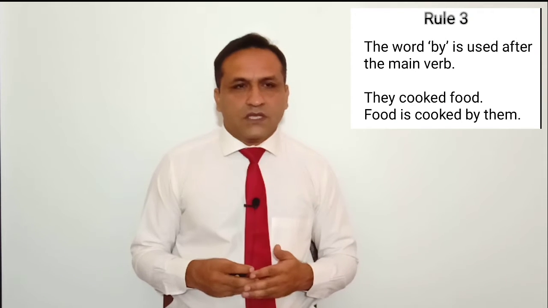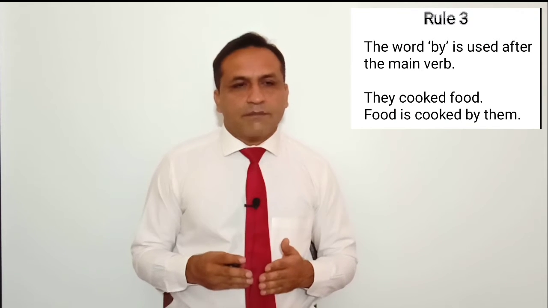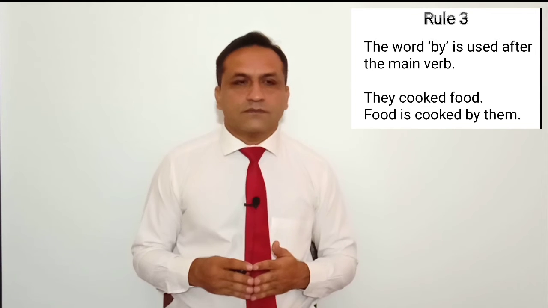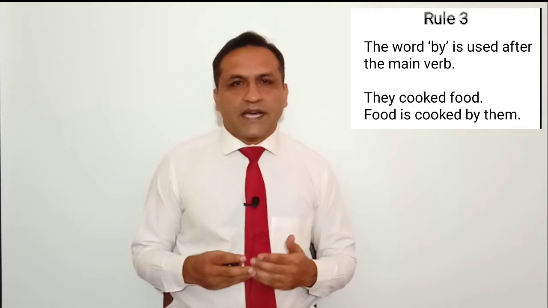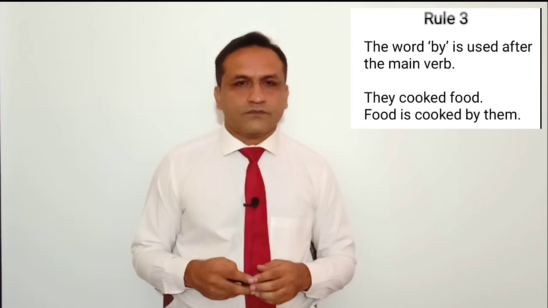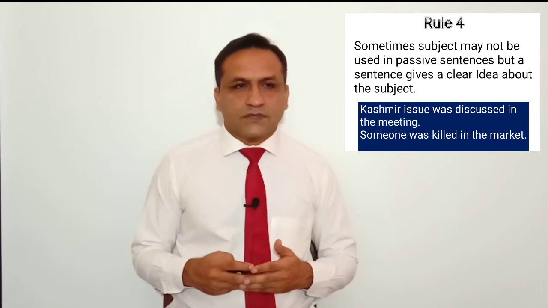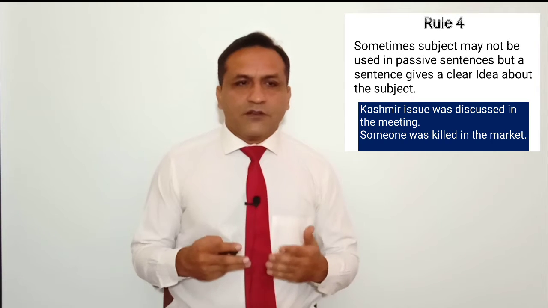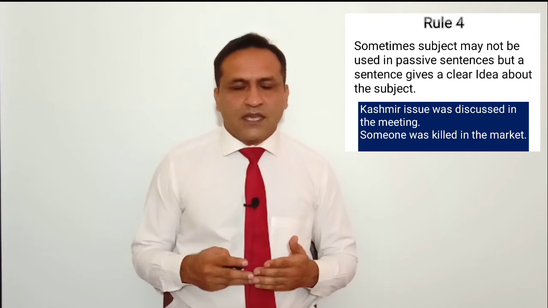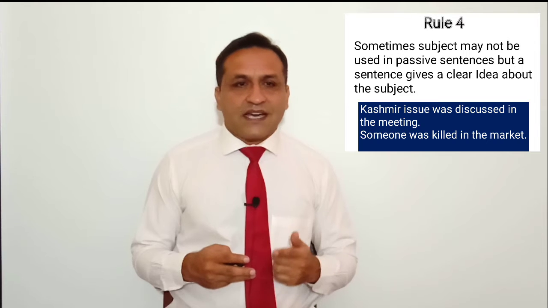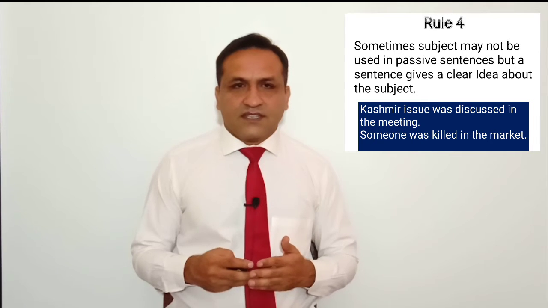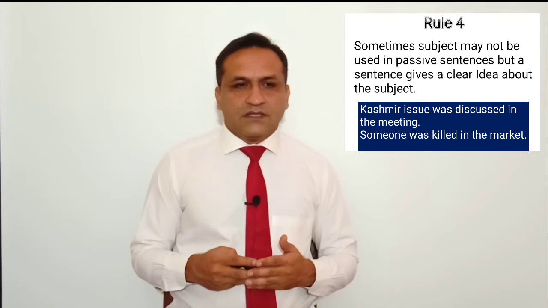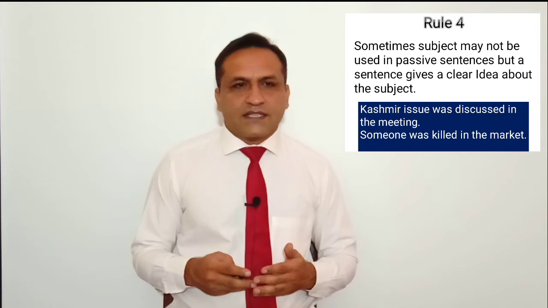Rule number 3. The word by is used after the main verb. For example, they cooked food. Food is cooked by them. Rule number 4. Sometimes the subject may not be used in passive sentences, but the sentence gives a clear idea about the subject. For example, Kashmir issue was discussed in the meeting. Someone was killed in the market.